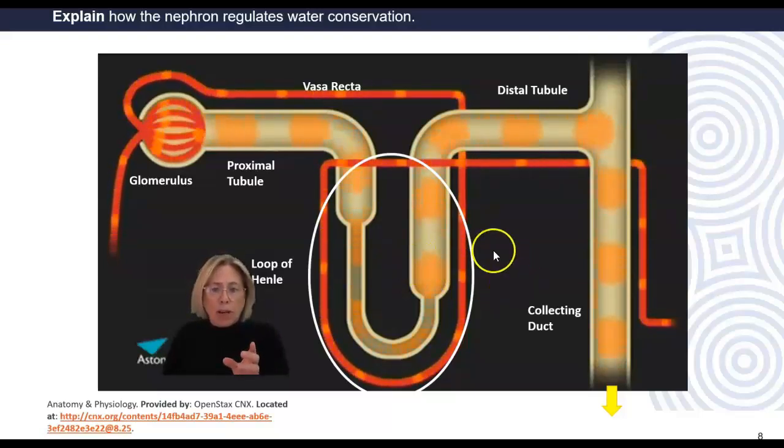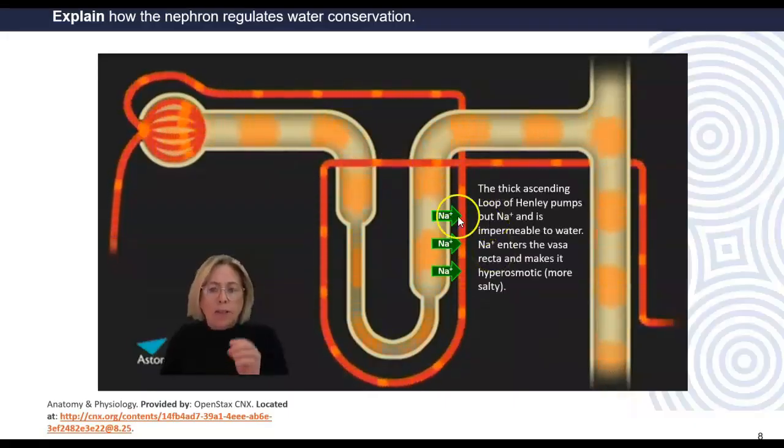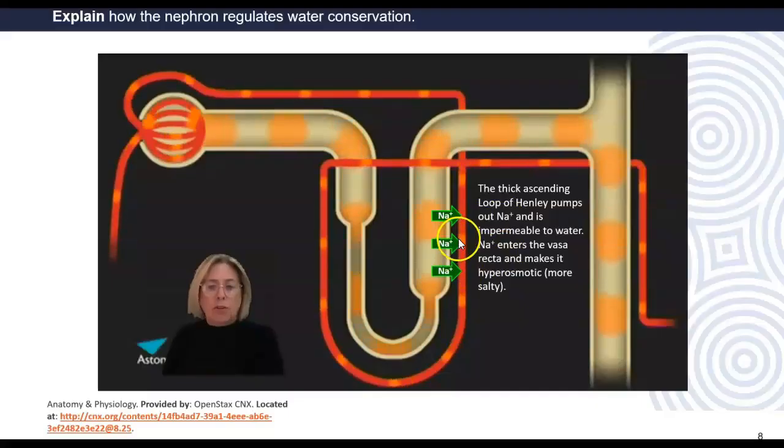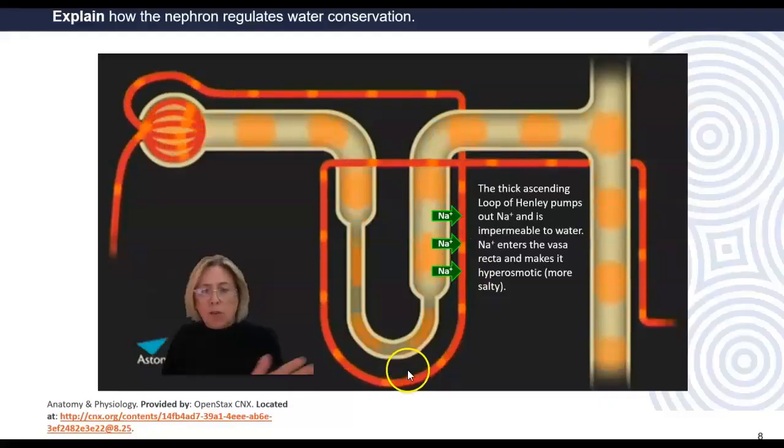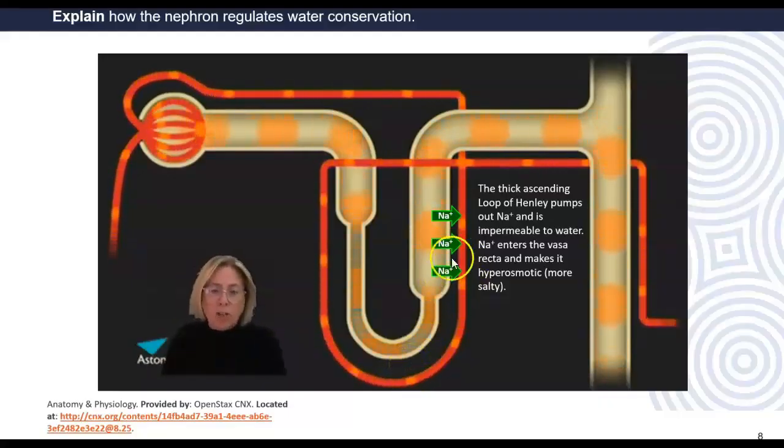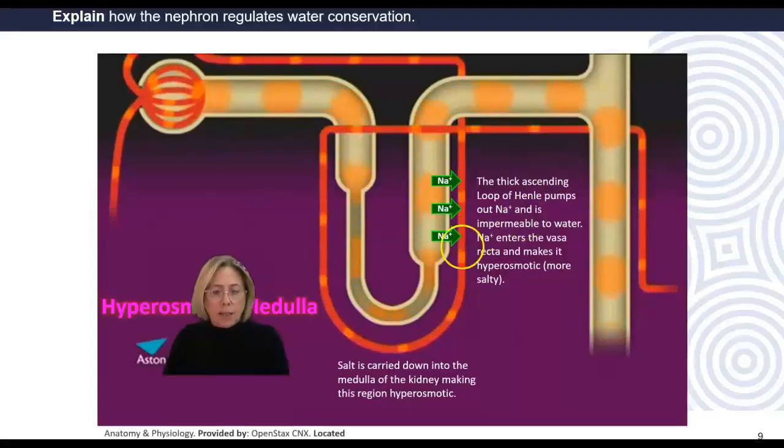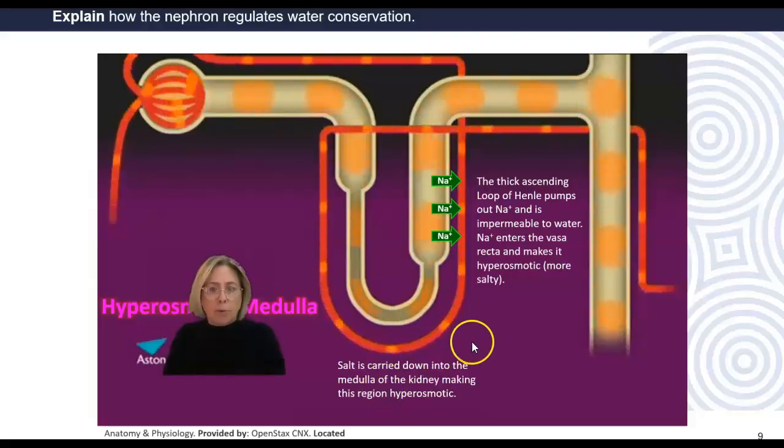All right, so what I'm going to overlay now is this thick ascending limb of the loop of Henle, which pumps out sodium and is impermeable to water. Okay, so sodium enters the vasa recta, and that will make the blood in the vasa recta hyperosmotic. So it's becoming more salty because of all these solutes that are getting pumped out as that blood heads down towards the deepest part of the medulla. Okay, so let's move to the next slide, keeping in mind that the salt is carried down into the medulla of the kidney, making this region hyperosmotic.